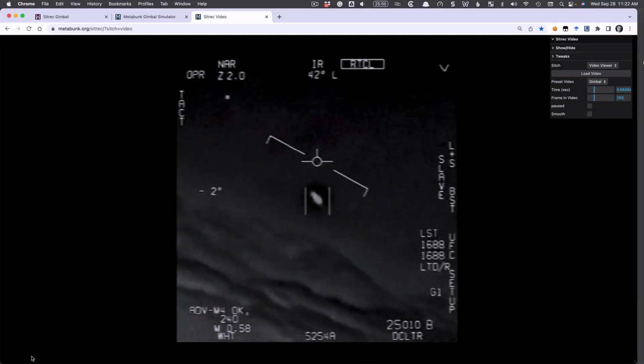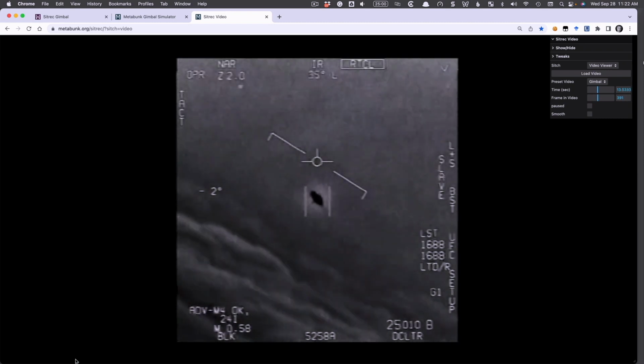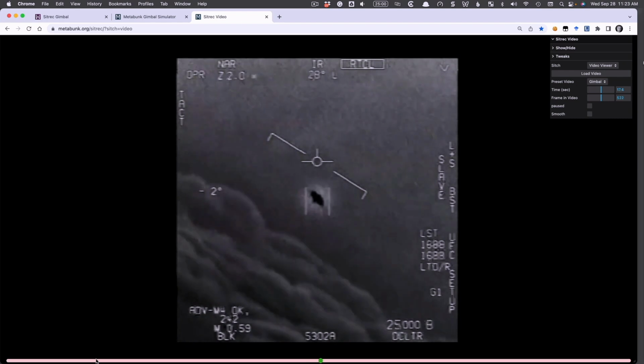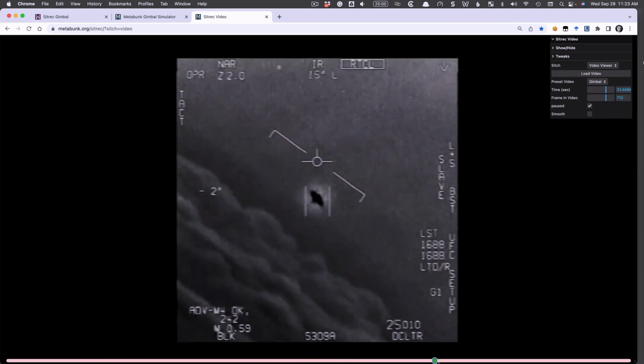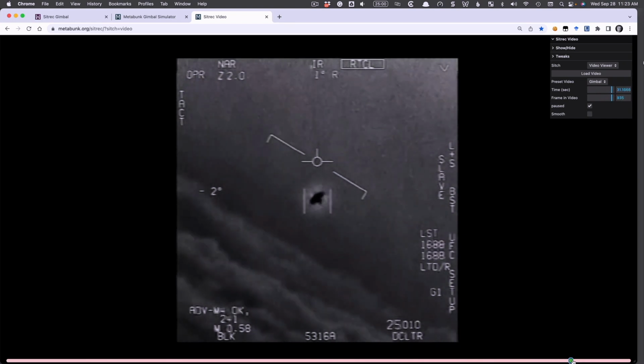So this is the Gimbal video. It looks like a kind of saucer-shaped craft flying over a cloud base. It's viewed in infrared. And the claim is that it's an actual flying saucer, and it's moving with no visible means of propulsion. And it's particularly interesting because towards the end of the video, it does this little rotation here, which isn't something that a normal plane could do. So what do you think is actually going on?